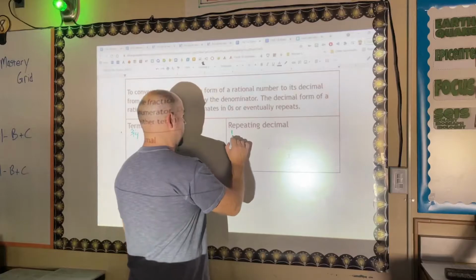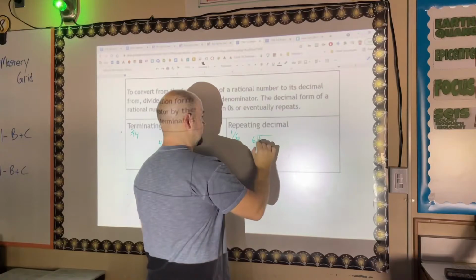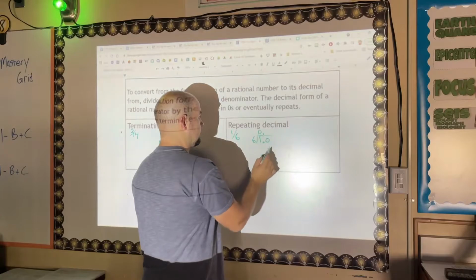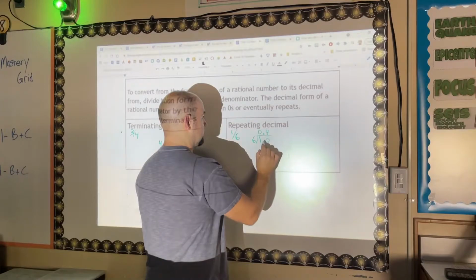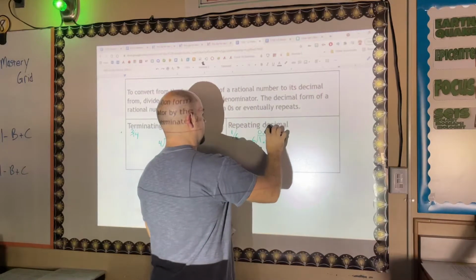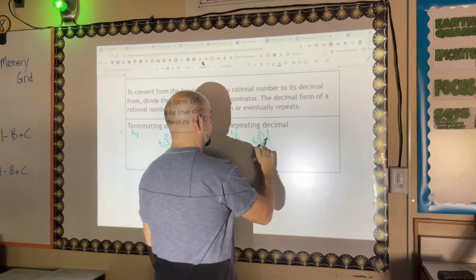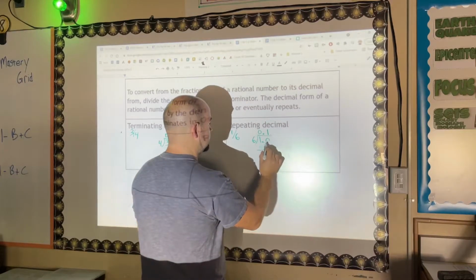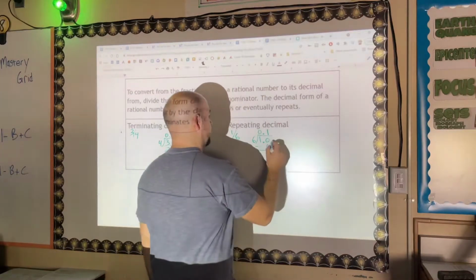Example over here, you got 1 over 6. So if I go 6, it does not go into 1 at all, so we're going to put a decimal there, make it a 10. So 6 goes into 10 4 times, oops. It does not go into 10 4 times, it goes into 10 once. And then when we bring that down, 1 times 6 is that. So then 10 minus 6 is going to give us 4. That's where that 4 was coming from.